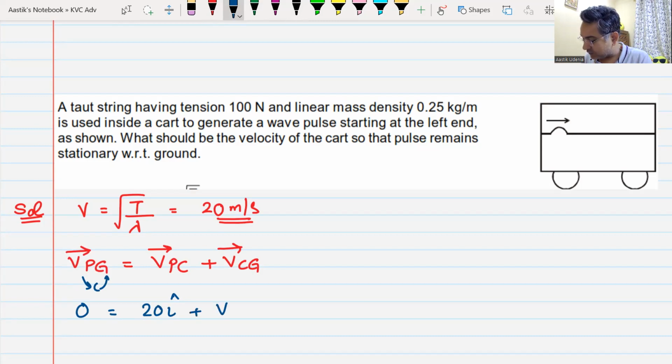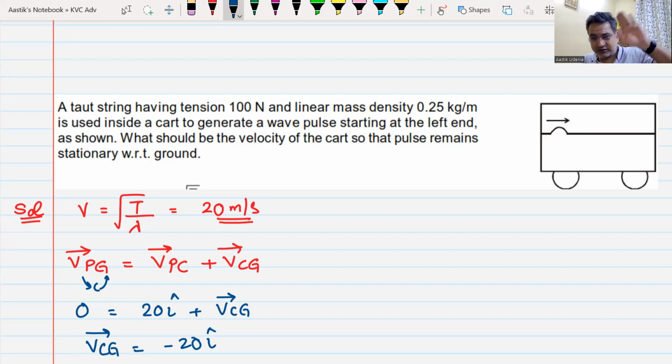So, what will be the velocity of cart with respect to ground? Velocity of cart with respect to ground has to be minus 20i. So in that case, the pulse will remain stationary, will look stationary with respect to ground. Do we understand this, or has this gone?